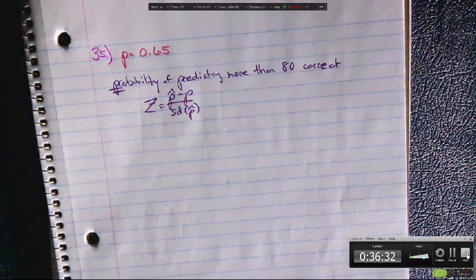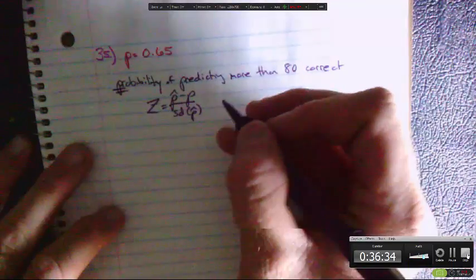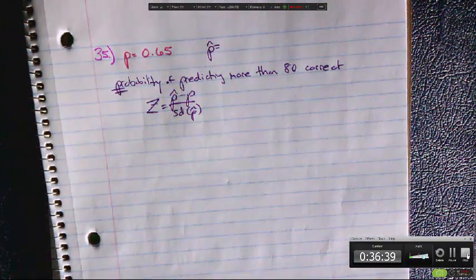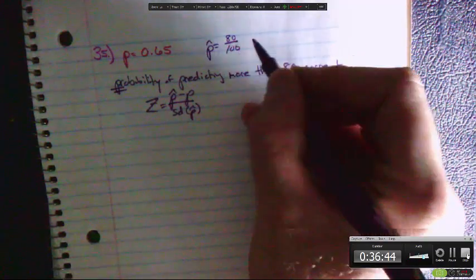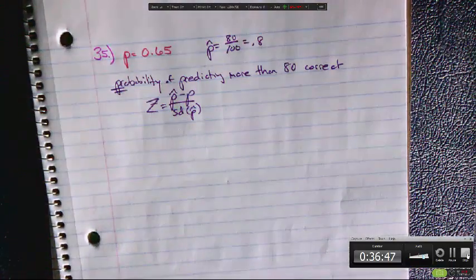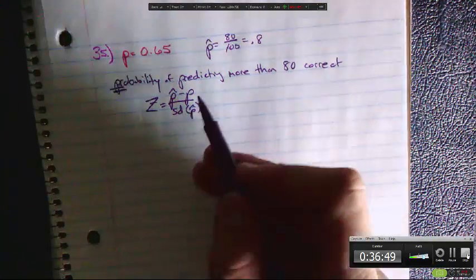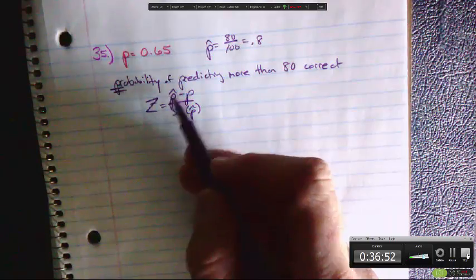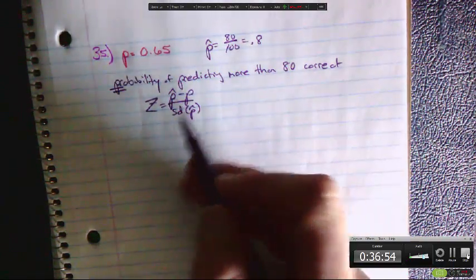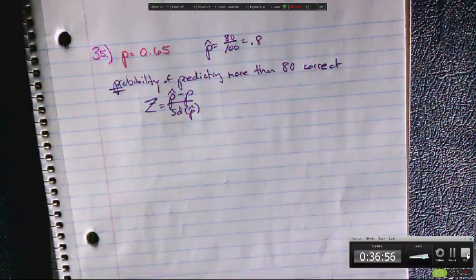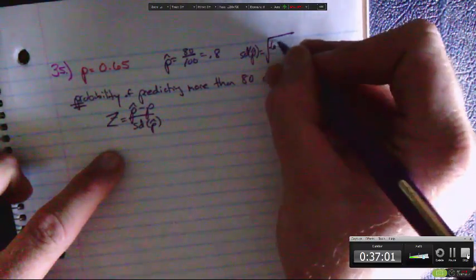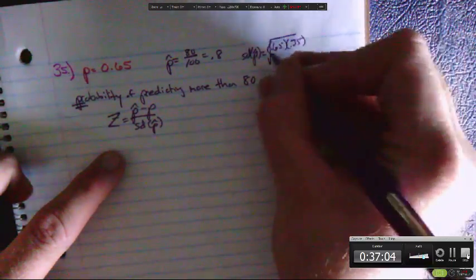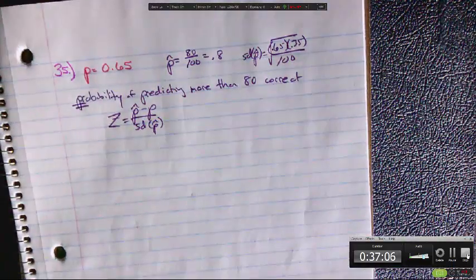It's interested in her being correct 80 or more times. So our p-hat, our cutoff raw score, is going to be 80 or more. We're interested in 80 out of 100, so 0.8. Look what we have now: what we should get, check. What would happen in this woman's case, check. We need the standard deviation, so we use the standard deviation formula: the square root of 0.65 times 0.35 over 100.